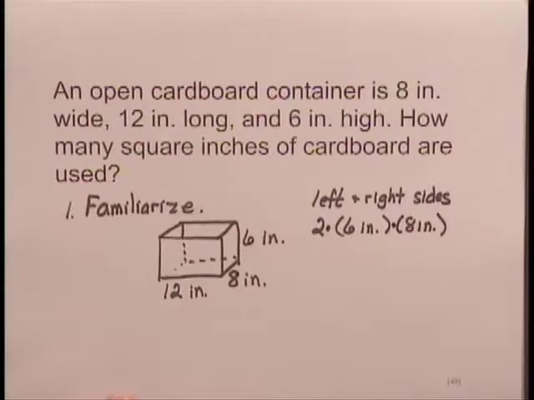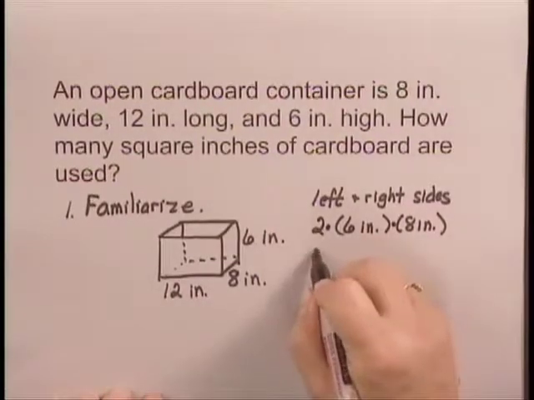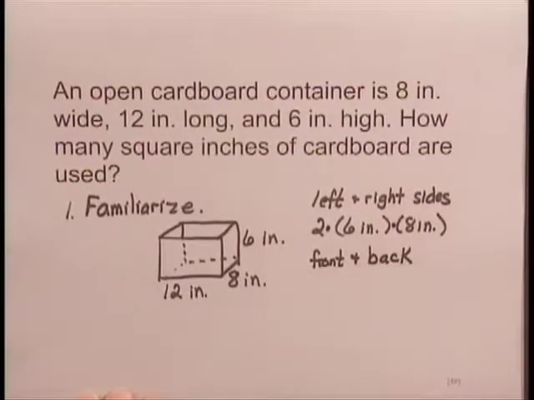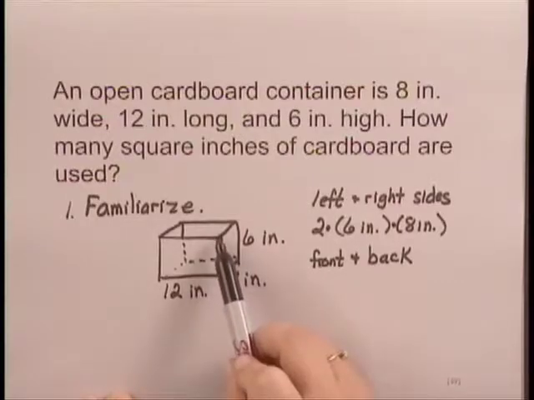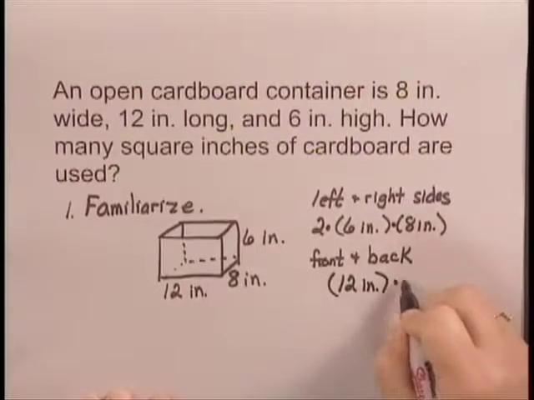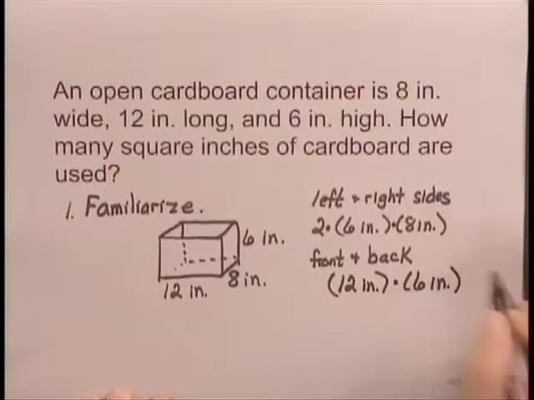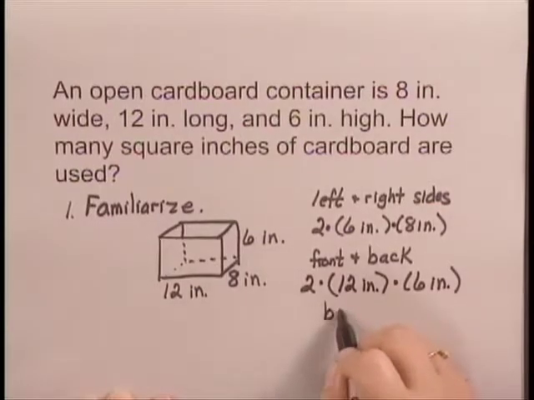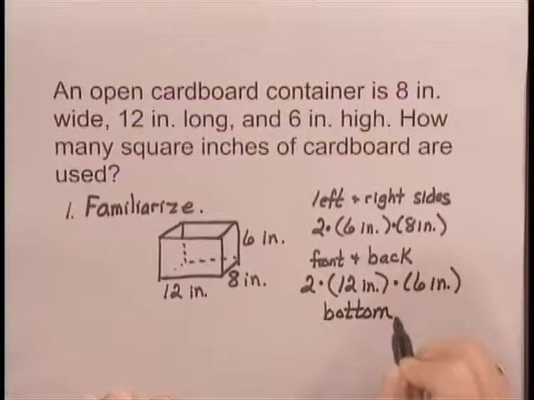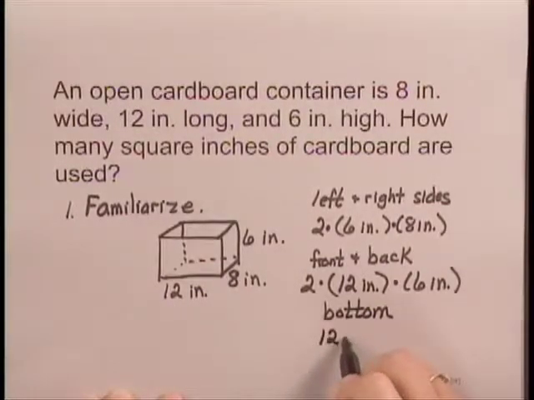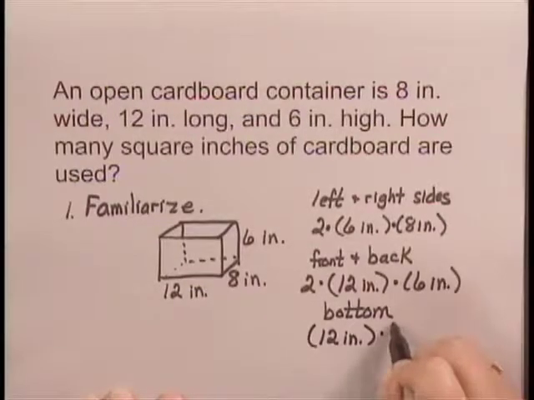So we have 2 times 6 inches times 8 inches should give us the area of the left and the right sides. We also have the front and the back of the box. So if we look at the front and the back, those are the same size. It's 12 inches long, 6 inches high. So we would have 12 inches times 6 inches. And again, there are 2 of those. We also have the area of the bottom of the box, but no top. So we just have the bottom of the box. And that is 8 inches by 12 inches. So the area of this would be 12 inches times 8 inches.